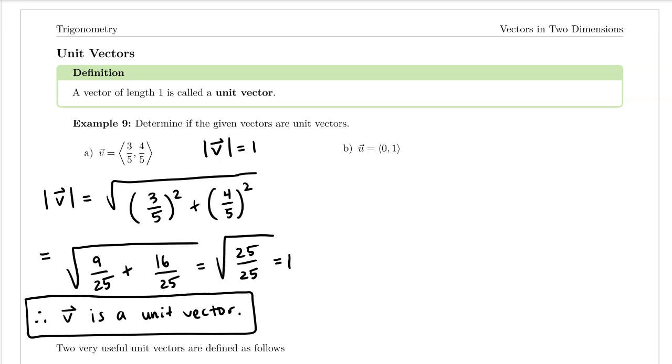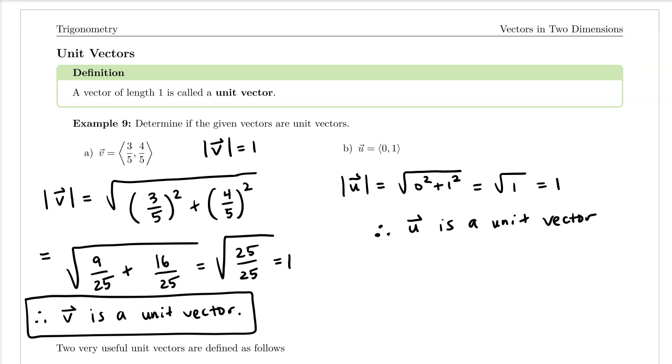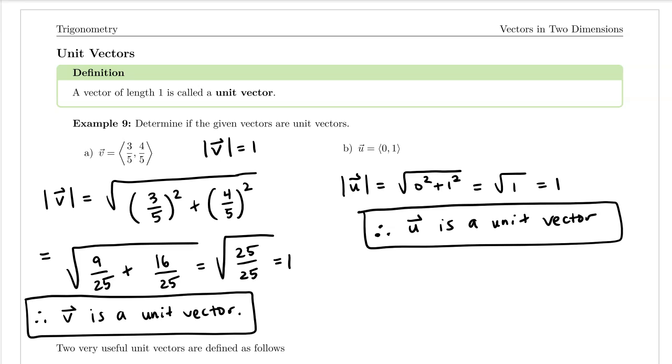All right, let's look at part B now. So we want to take the magnitude of vector u. That's going to equal 0 squared plus 1 squared, and then we would take the square root of that. So that's going to equal the square root of 1, which is equal to 1. So therefore, vector u is also a unit vector. Now, in practice, most vectors, or more often than not, are not going to be unit vectors because usually they'll have lengths of something other than 1, but they become important when we think about other types of vectors.